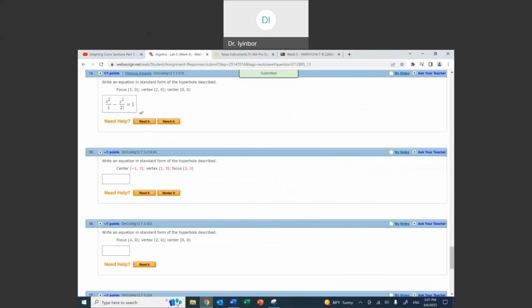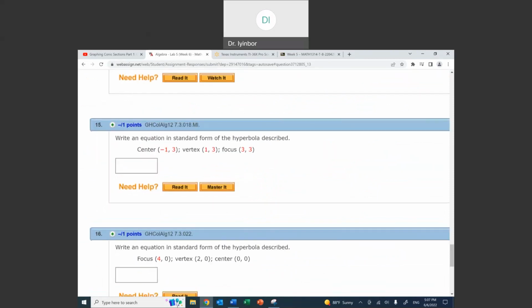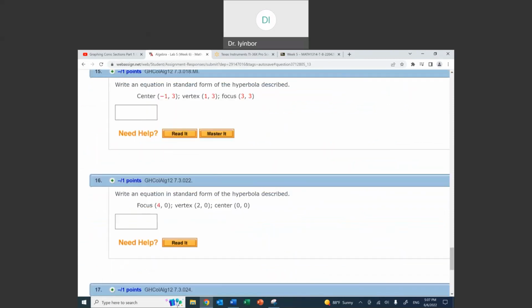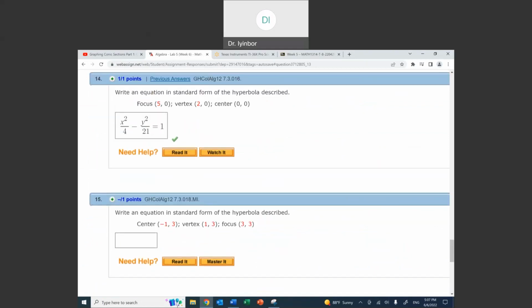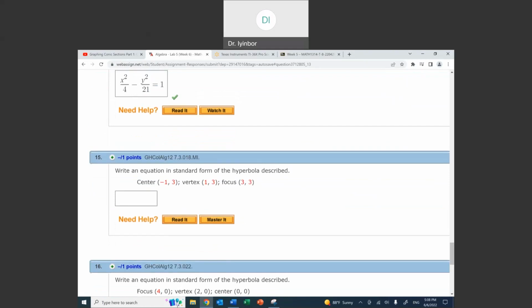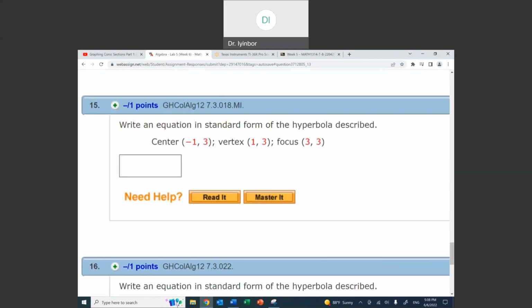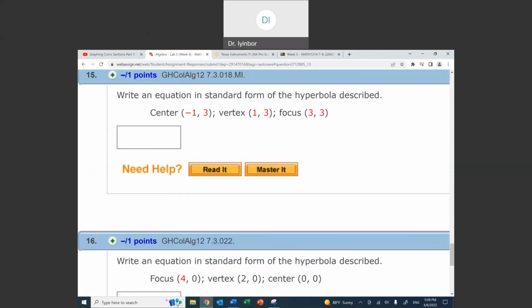I'm going to show you 16 is the same way. You have focus, you have vertex, just the same idea, the same way. I'm going to do 15. Just the numbers are different for 16. 15 is a little different because you do not have center 0, 0, you have a center somewhere else.